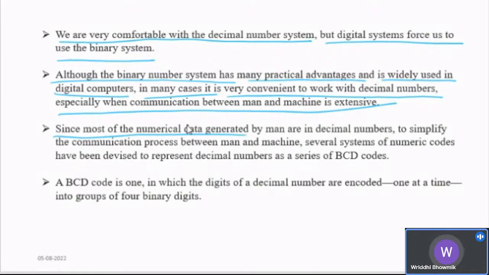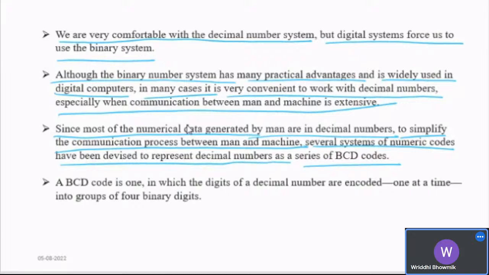Since most of the numerical data generated by man are in decimal numbers, to simplify the communication process between man and machine, several systems of numeric codes have been devised to represent decimal numbers as a series of BCD codes. So mainly, the decimal number here, we are going to code in binary, because in practice we are dealing with decimal numbers, but digital computers always deal with the binary system, either ones and zeros.